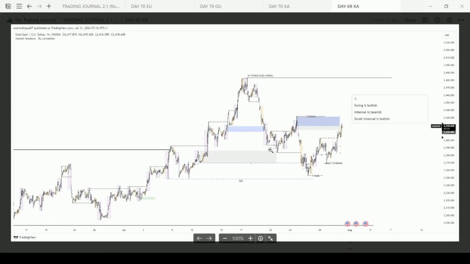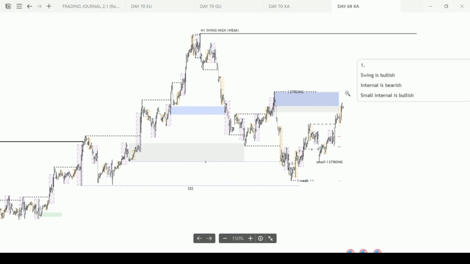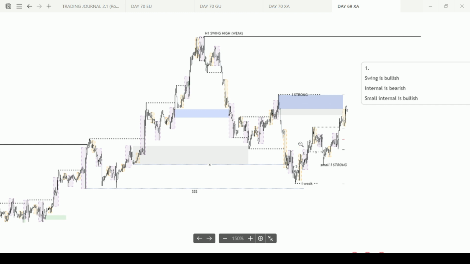So this is H1, and the H1 swing structure is bullish. This is H1 weak and H1 strong. This is the current internal range that I'm dealing with. This is internal strong because the internal structure is bearish, and this is internal weak. Since this internal structure is very small, I decided to mark small internal ranges within this one. You can see the small internal structures. Currently, the small internal is bullish.